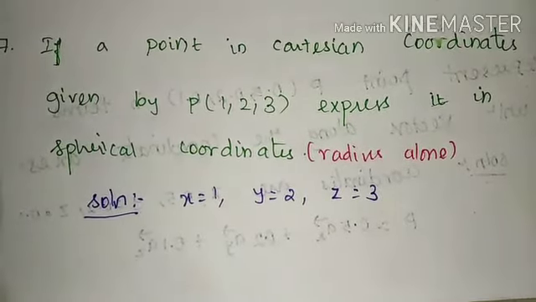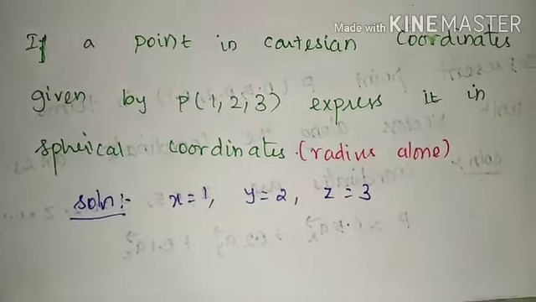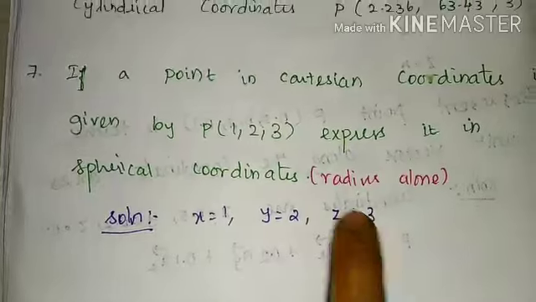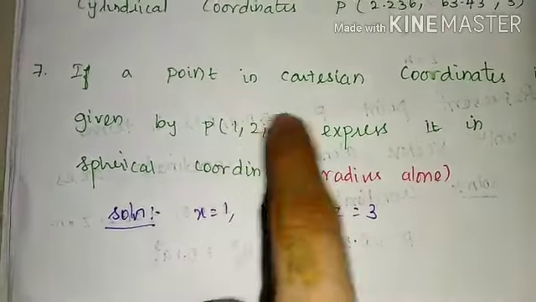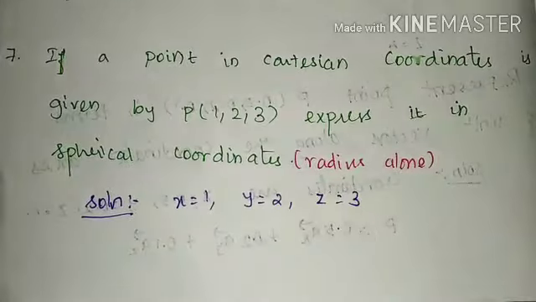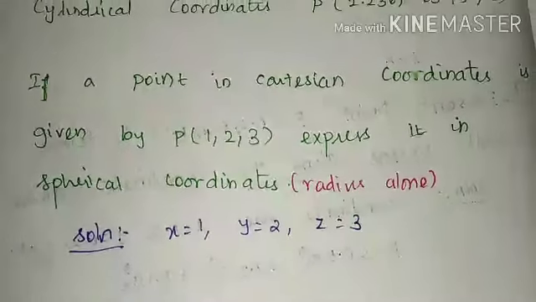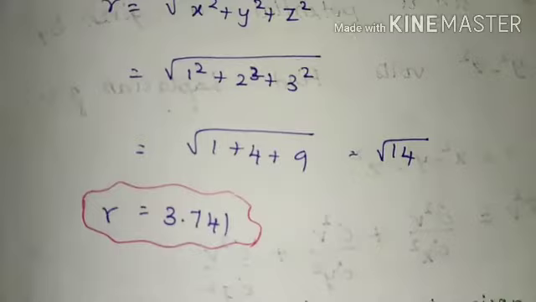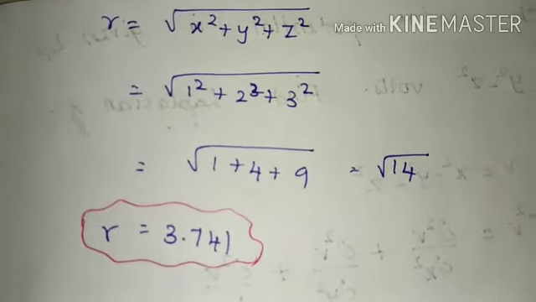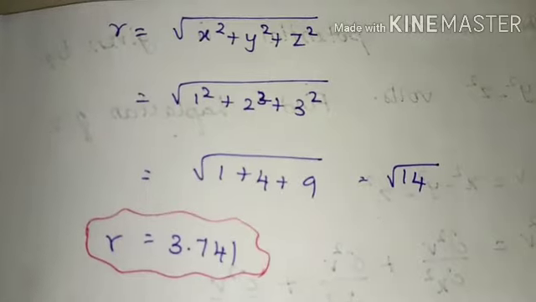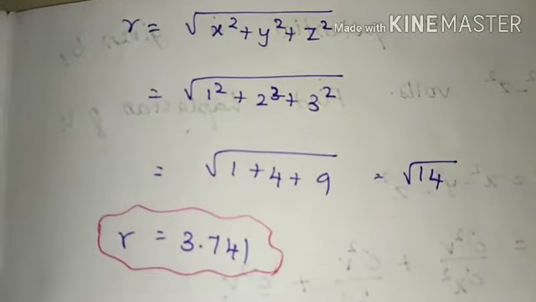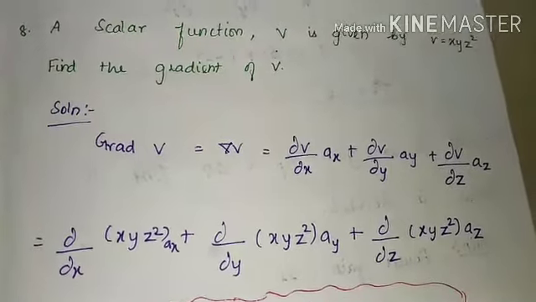What is the formula for finding the radius of the sphere? That is root of x squared plus y squared plus z squared. This first one is x, y, z, right? So 1 squared plus 2 squared plus 3 squared gives us root 14. That is, the radius of the sphere is equal to 3.741. See the next problem. Problem number 8.